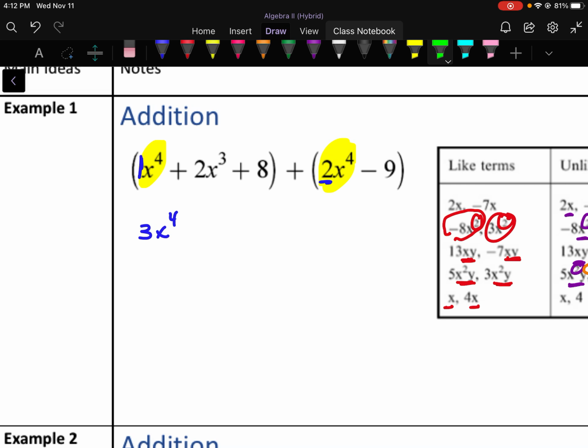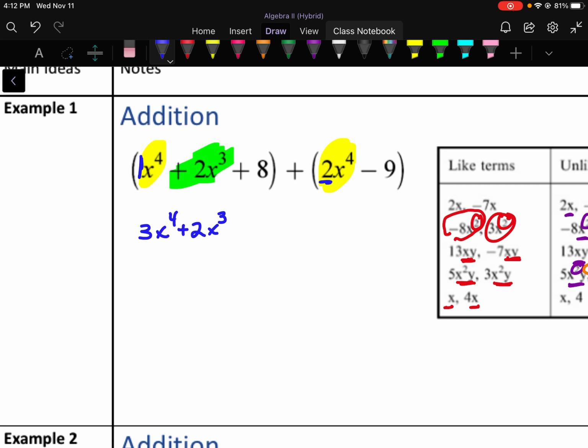Okay, and always write your answers in standard form. I should have mentioned that. Look for your highest exponent term, add or subtract those, and then work your way down. So you had x to the 4th. We have x to the 3rd here. So we have 2x to the 3rd plus nothing. So we'll go plus 2x to the 3rd.